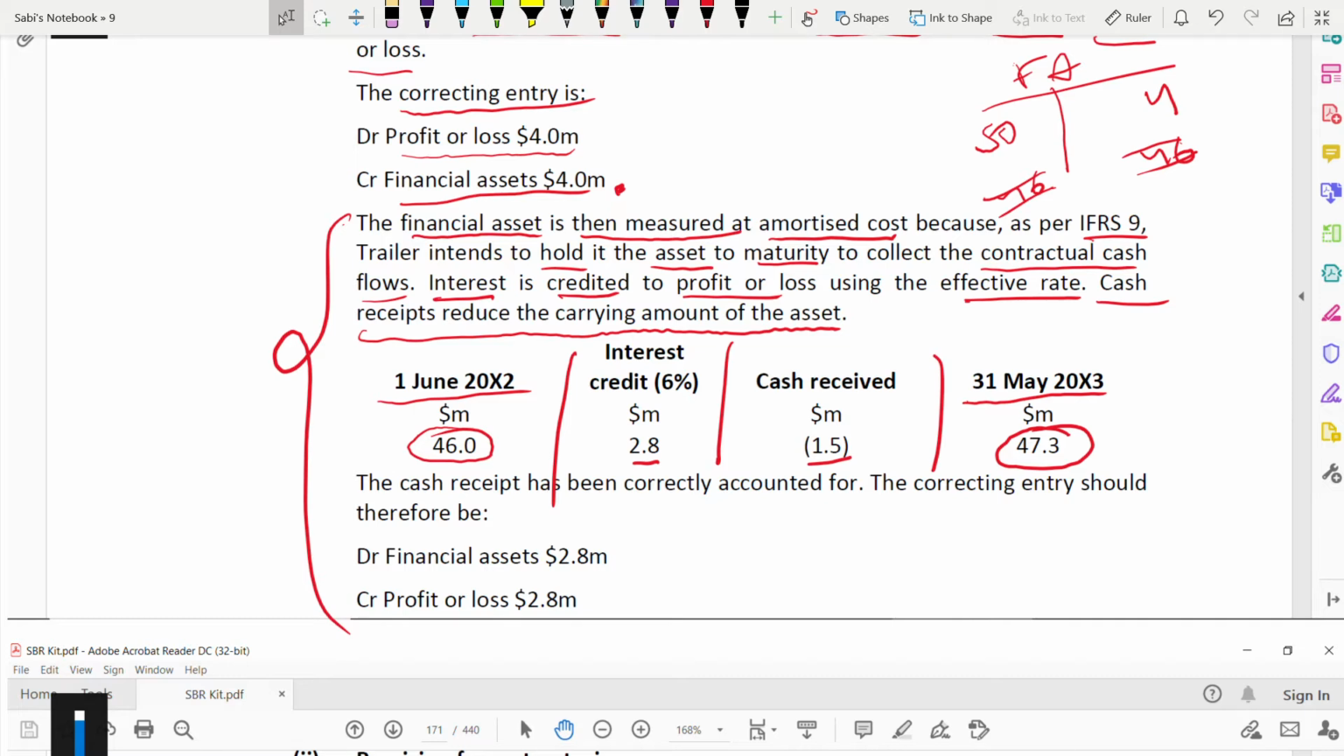always when a carrying amount changes from the previous year till the current year, any kind of change for a carrying amount needs to be shown in the form of a journal entry. You need to show debit and credit. So the cash receipt has been correctly accounted for.